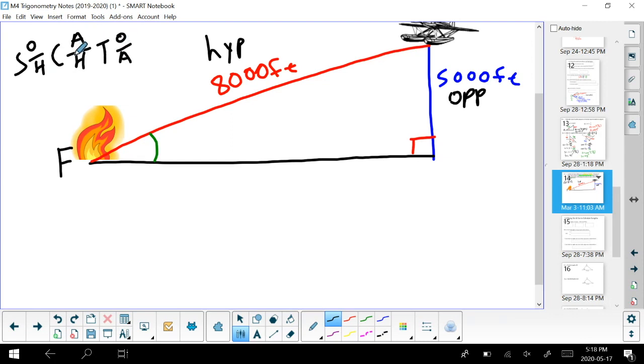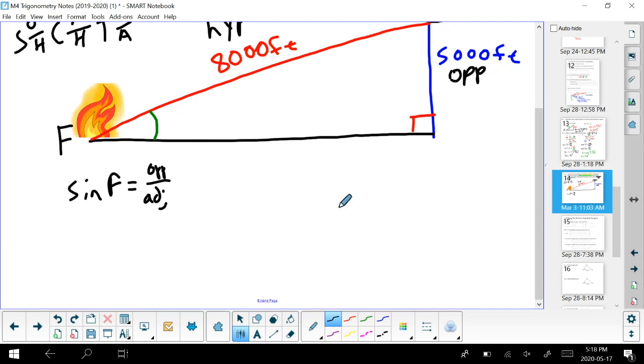And the one that fits our need is the sine ratio. So the sine of angle F is equal to the opposite side over the adjacent side. Let's go ahead and fill it in with the known values. So sine of angle F is equal to the opposite side, which is 5,000, over my hypotenuse, which is 8,000.